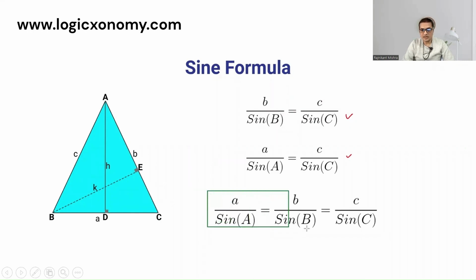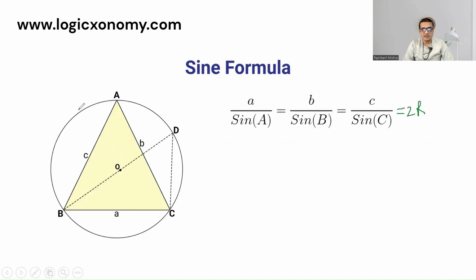This formula is known as the sine formula. The sine formula is used to find the ratio between the sides. Here a ratio b ratio c is equal to sine A ratio sine B ratio sine C. Here a upon sine A, b upon sine B, c upon sine C is equal to a constant, that is 2R. Here R is the circumradius of this triangle.